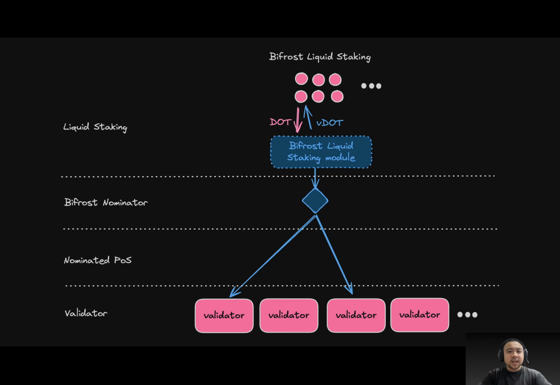In Bifrost's case, the best thing is that this vDOT representation of your DOT allows you to do a lot of things. Let's say you locked in your 1,000 DOT right now, and you get some amount of vDOT back. For 1,000 DOT, you probably get back about 700 vDOT. This 700 vDOT is a representation of your 1,000 DOT. We will get to why it is 700 instead of 1 to 1: staking comes with rewards, and these rewards are baked into the vDOT.